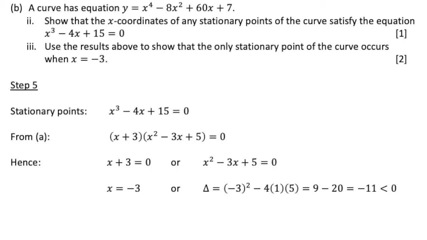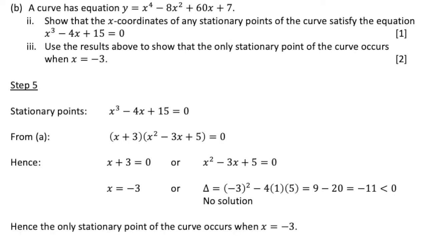When you have a quadratic equation in which the discriminant is negative, that means the equation has no solution. So that leaves us with just our one solution, x equals -3. So remember, this equation arose from part 2 when we were trying to identify the stationary points. So we conclude that the only stationary point of the curve occurs when x is -3.